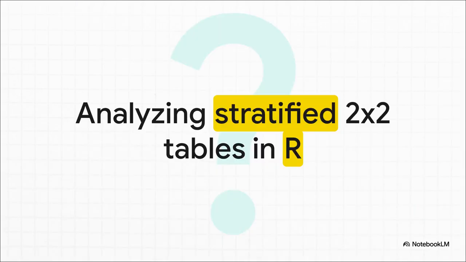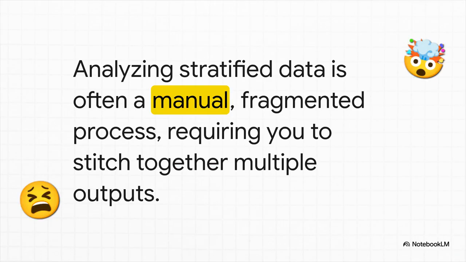So picture this. You're trying to analyze stratified 2x2 tables in R. You've got a relationship you want to understand, maybe between two variables like survival and gender. But you also know you need to check how that relationship holds up across different groups or strata, say passenger class on the Titanic. The question is, how do you actually do that in R? If you've ever tried, you're probably nodding your head right now.